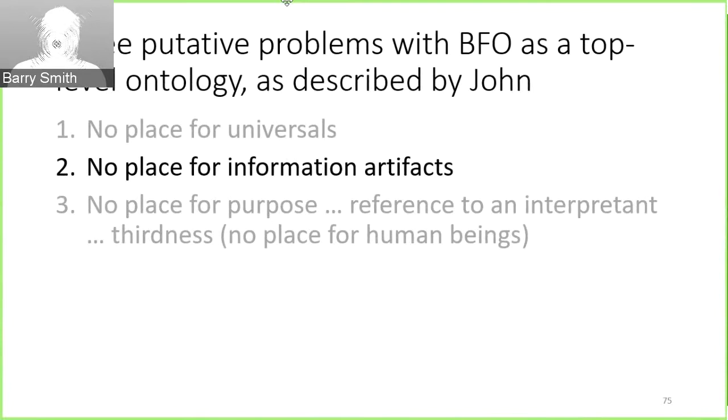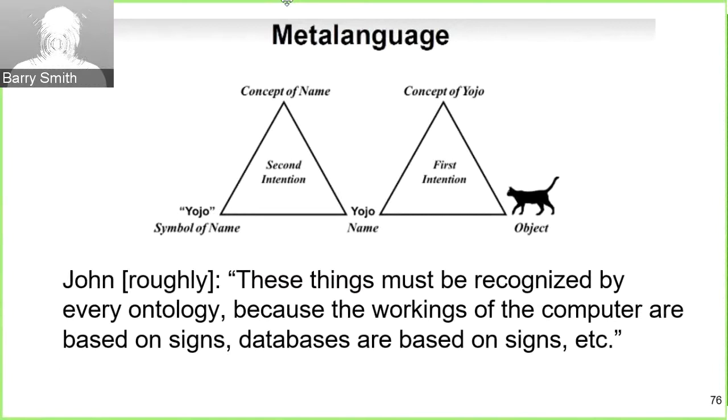John says these things must be recognized by every ontology. Now, an ontology of nematode worm anatomy should not recognize language or signs or intentionality because it's about nematode worms. So he can't quite be right in saying that every ontology must recognize the concept of name and so forth.